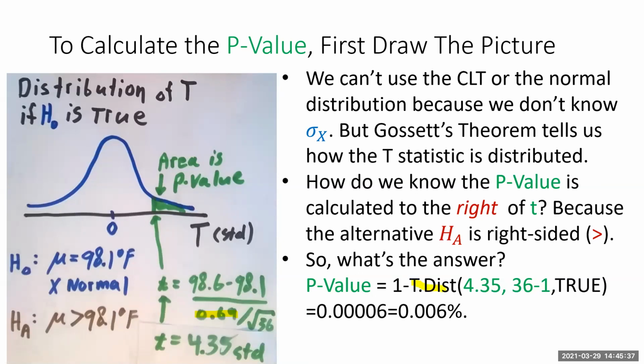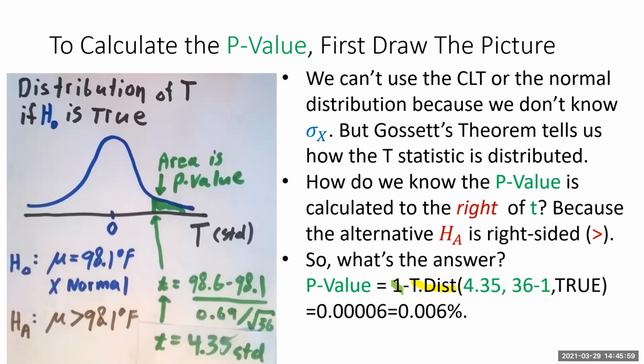The built-in Excel function, tdist, only tells you the area to the left. And that's why you need this 1 minus in order to get the area to the right instead of the left.